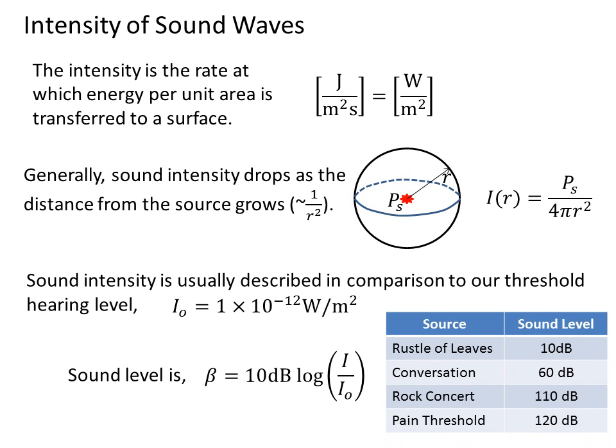Here are a few examples of sources. We see that the rustle of leaves has a sound level of around 10 dB. Conversation has a level of about 60 dB. A rock concert has a level of 110 dB. And the pain threshold for hearing is around 120 dB. So sounds go over a range of about 10 to the 12th.